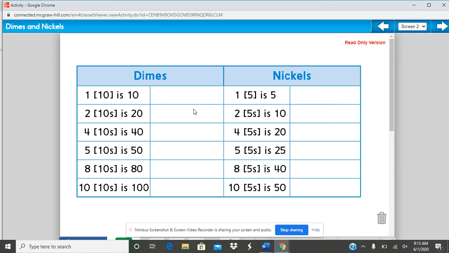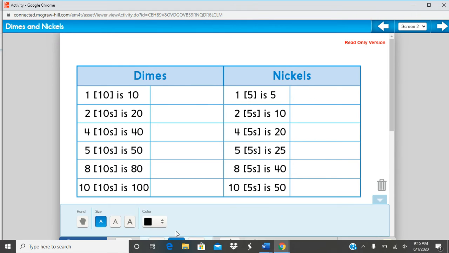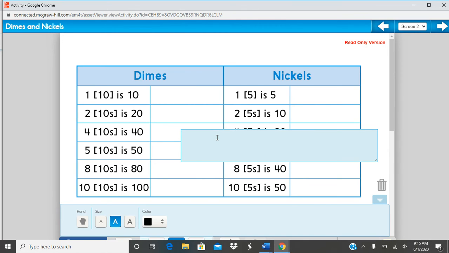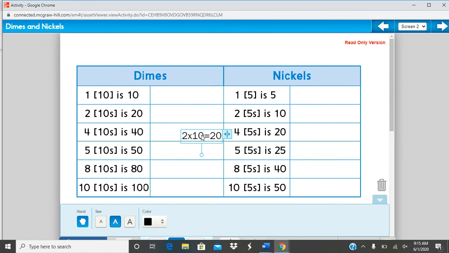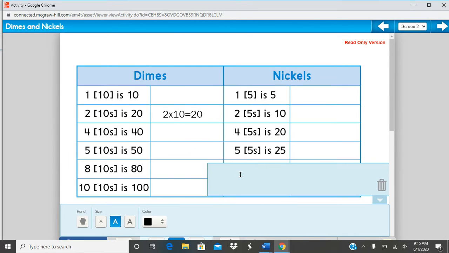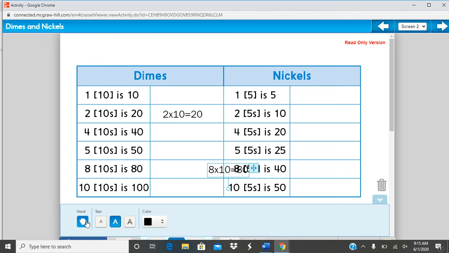This then could turn into our times tables, right? We could then say, all right, well, if I'm not going to do it for all of them, okay, but I just want for you to see, if 2 tens is 20, then 2 times 10 equals 20. And we would put this one right here. Okay, if we do another one, 8 times 10 equals 80. And we could put that one here.